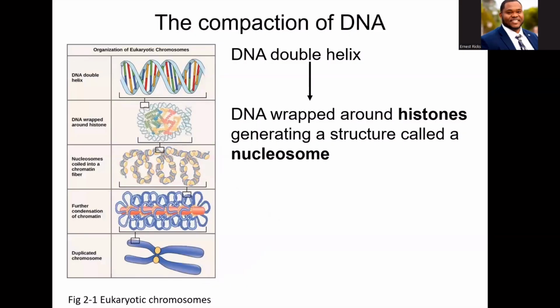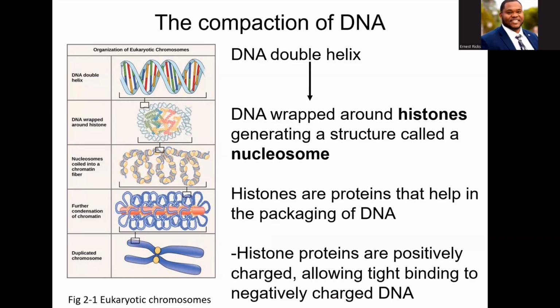Double helix DNA then wraps around histones. Once DNA wraps around the histone, that generates a structure called the nucleosome. That matters here. Histones are proteins that help in the packaging of DNA. Histones are positively charged, like we said before, and DNA is negatively charged.